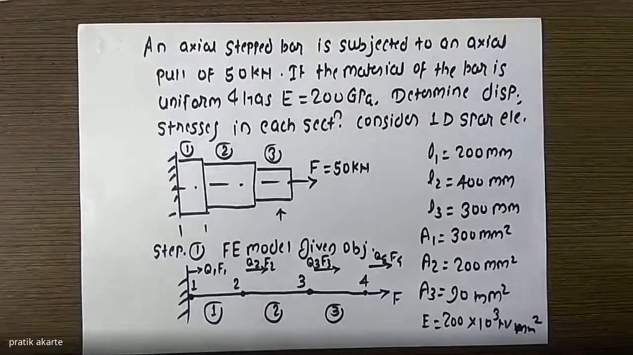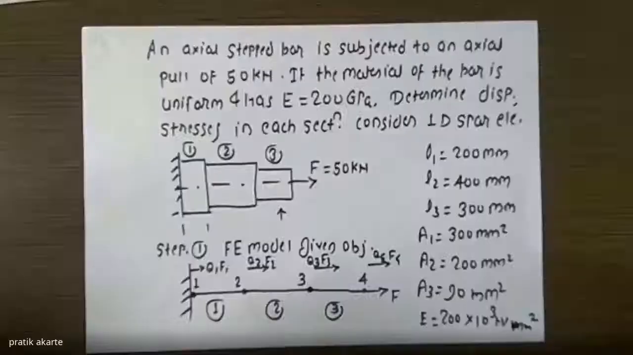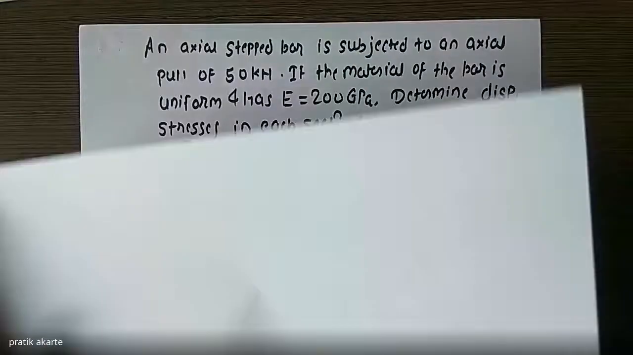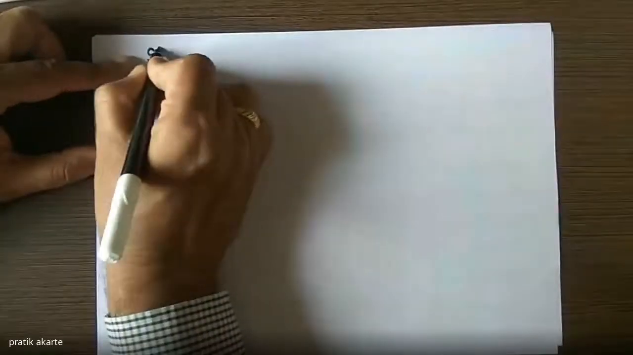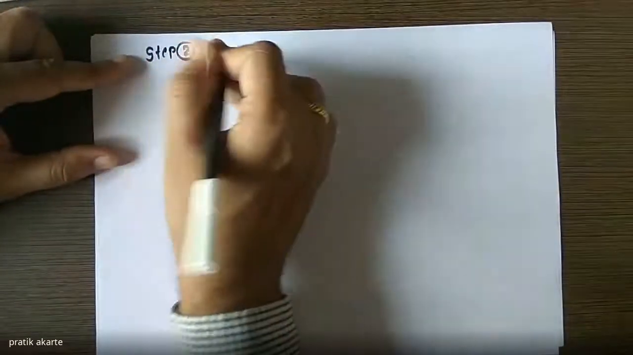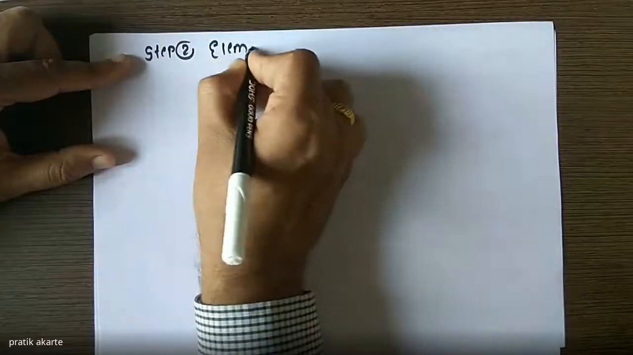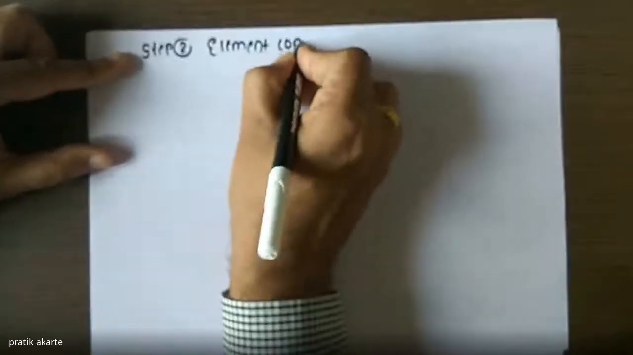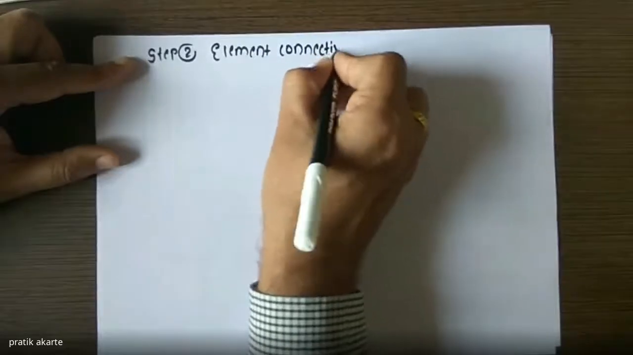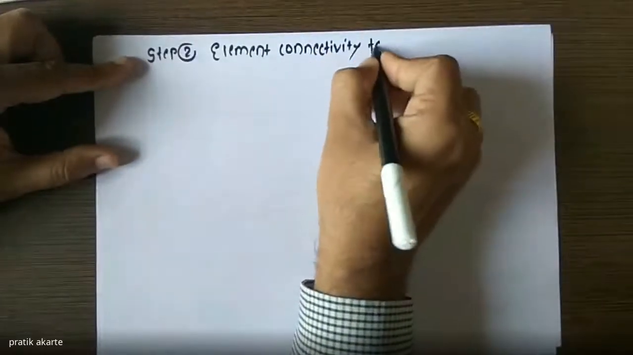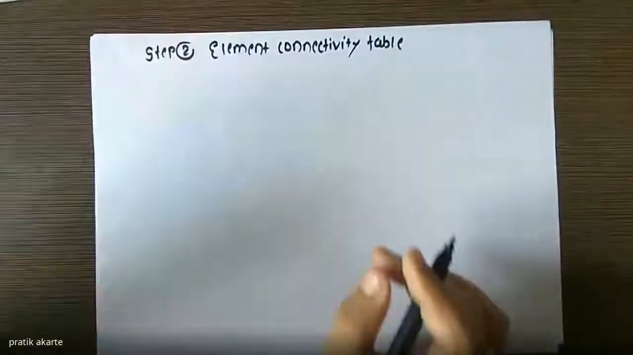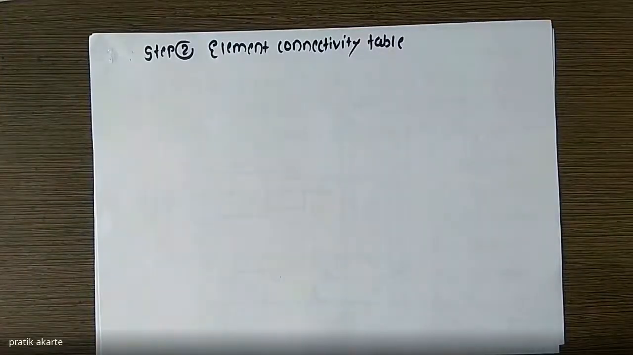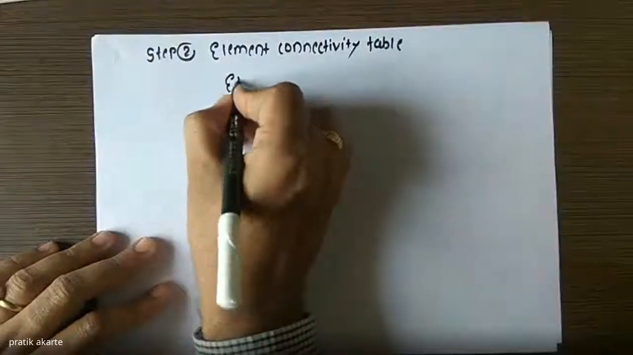Okay, now step number one, we have prepared the model. Step number two is to write the element connectivity table. Now, if you recall, the element connectivity table gives us an idea about the connectivity of various elements in terms of global and local node numbers. So let us write the element connectivity table.